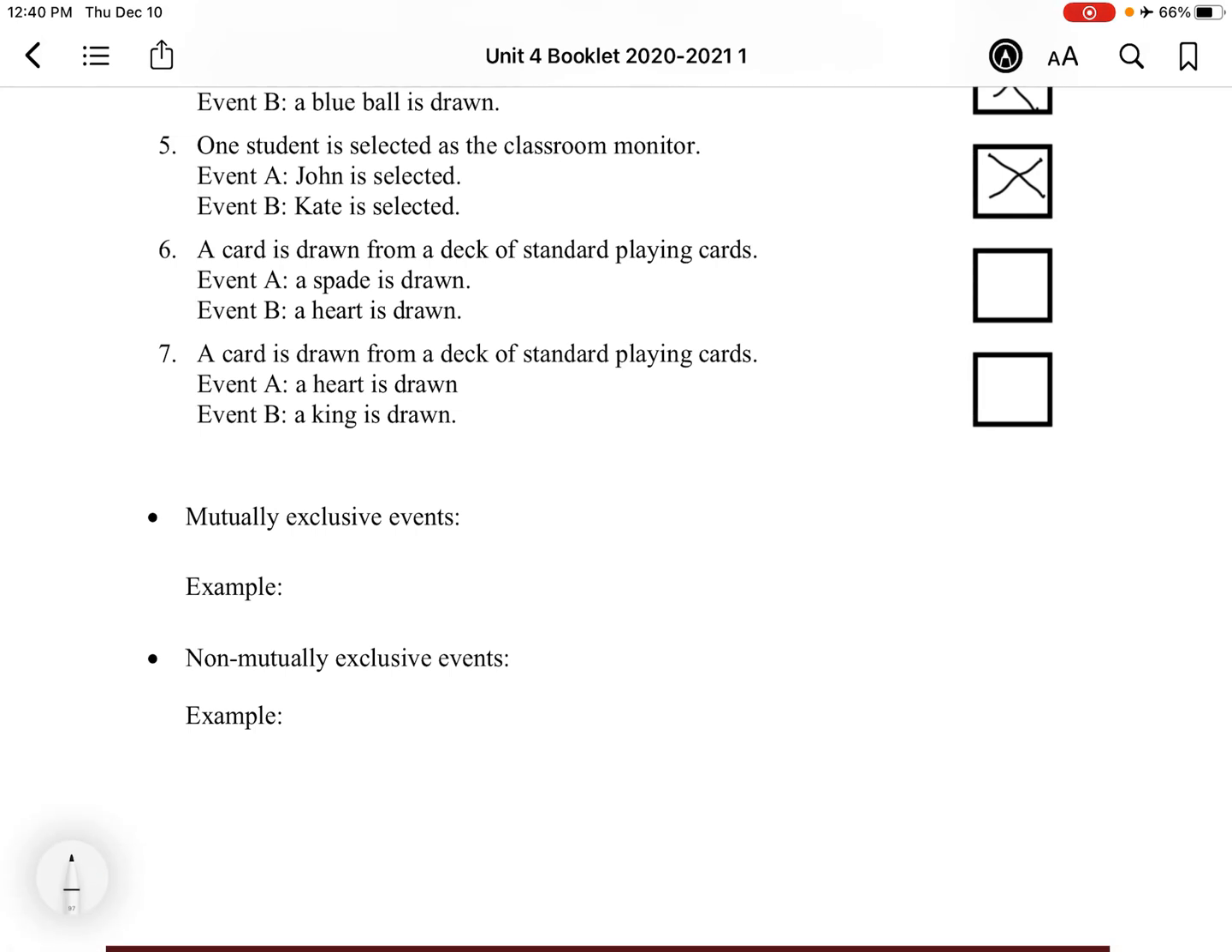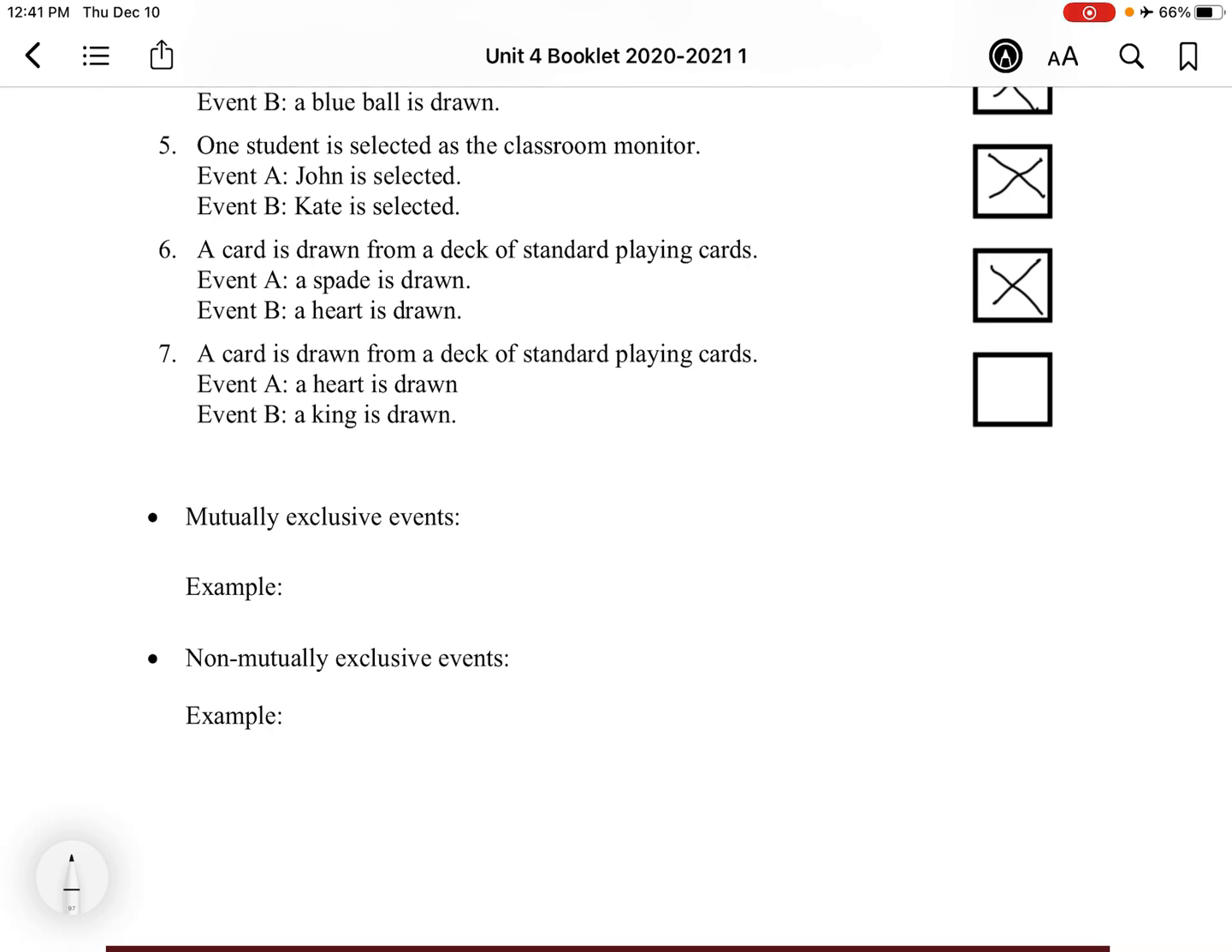Number 6, a card is drawn from a deck of standard playing cards. Event A, a spade is drawn. Event B, a heart is drawn. Okay, well, if you know about playing cards, 52 cards in a deck, they're divided into 4 different suits. One of the suits is spades, one of the suits is hearts. You can't draw a card from 2 different suits at the same time, so this is an X.